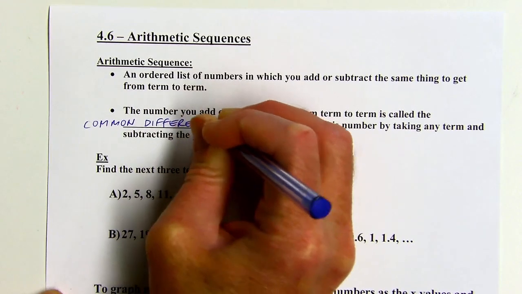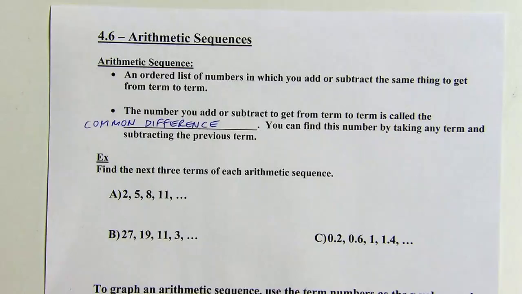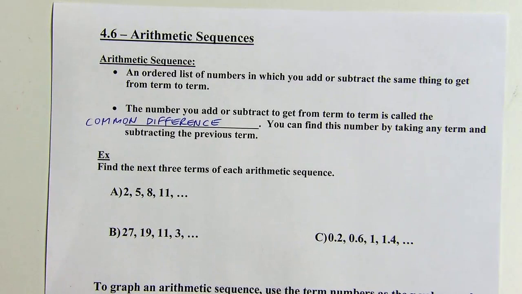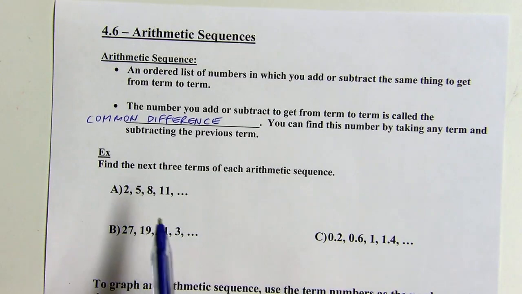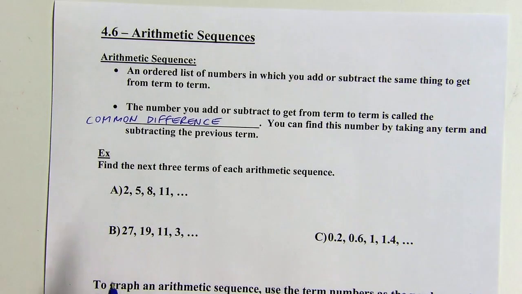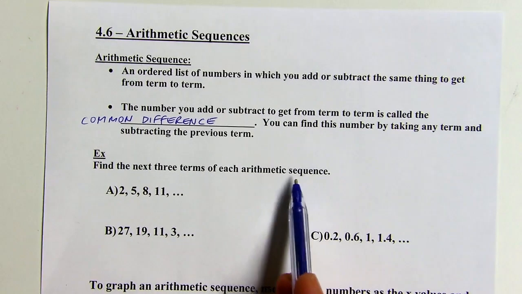It's called the common difference, okay? And you can find this number by taking any term and subtracting the previous term, okay? So in these examples, we're going to find the next three terms of these arithmetic sequences.